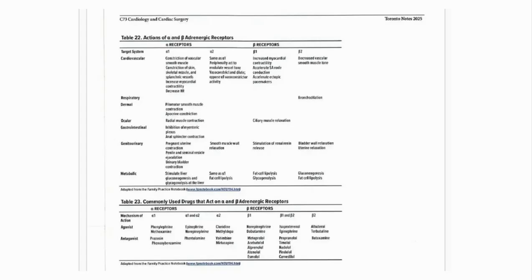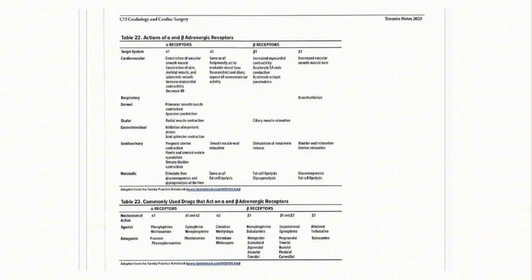Metabolic effects. Beta-1 stimulation promotes lipolysis and glycogenolysis, providing energy during stress. Beta-2 receptors. Beta-2 receptors generally produce smooth muscle relaxation. An easy mnemonic is beta-2 equals 2 lungs.